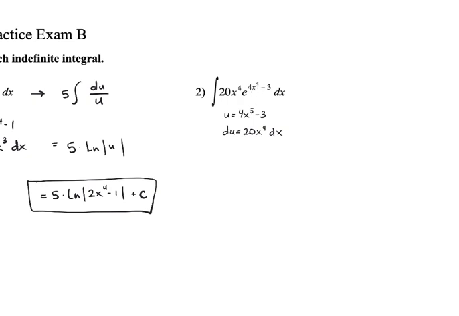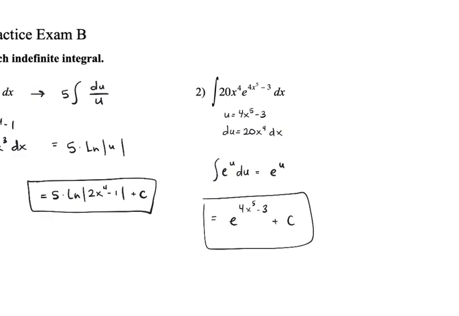So this is a relatively straightforward problem. This becomes the integral of e to the u du, which is just e to the u. So it equals e to the 4x to the fifth minus 3 plus c.